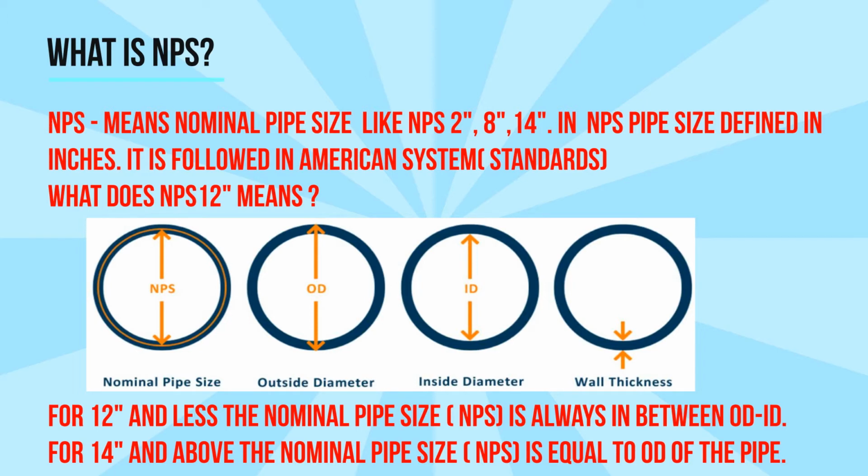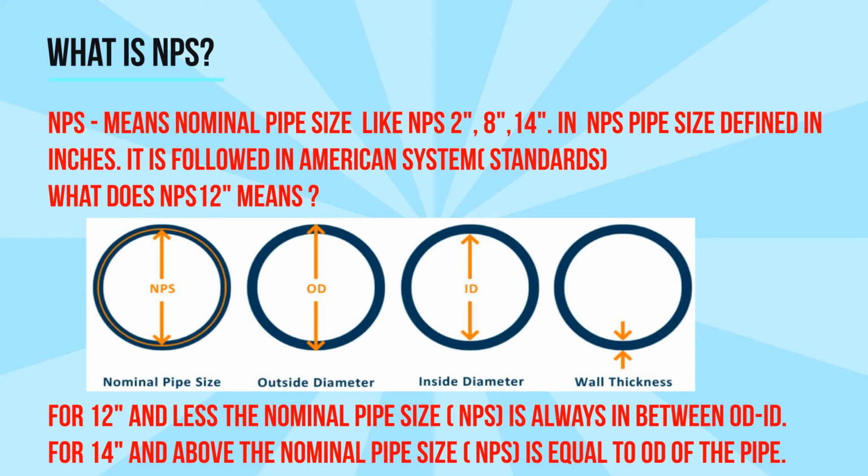We know that a pipe has an internal diameter, that is called the ID of the pipe. We know the outside diameter of the pipe, but the nominal size is somewhere in between ID and OD of the pipe, and it is not very well defined where it exists, but it exists in between ID and OD. That's why it is called nominal pipe size, like 2 inch, 4 inch, 6 inch, 8 inch, 10 inch, and up to 12 inch. The nominal pipe size is always in between ID and OD of the pipe, while for 14 inch and above, the nominal pipe size is always equal to the OD of the pipe.